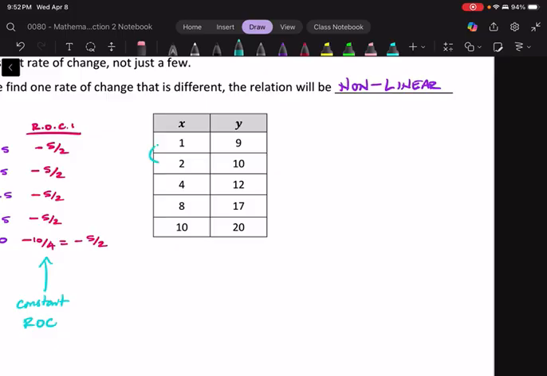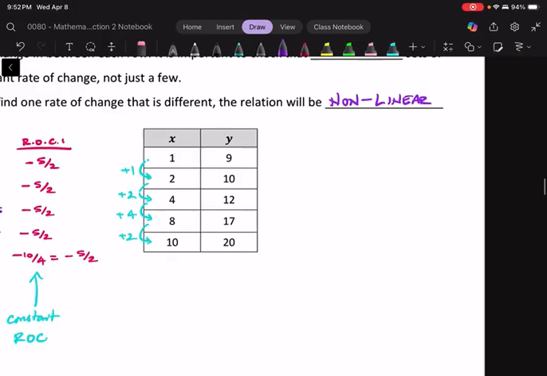Let's see. We added 1 for x, and then we added 2 for x, and then we added 4 for x, and then we added 2 for x. Cool. For y, we added 1, we added 2, we added 5, we added 3. All very lovely numbers. Let's check those rates of change.